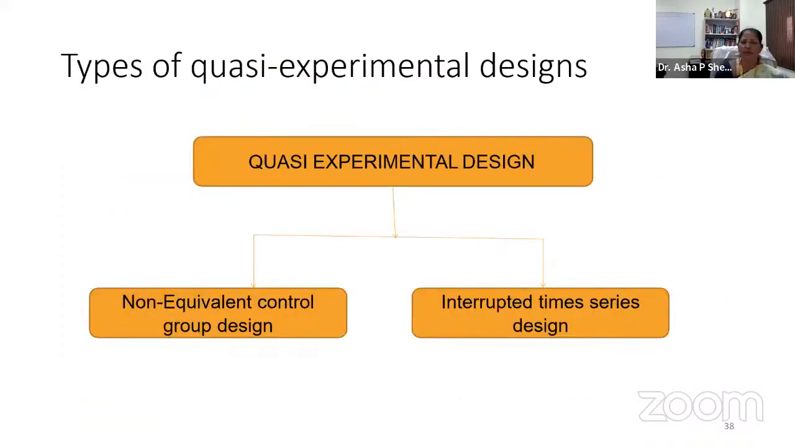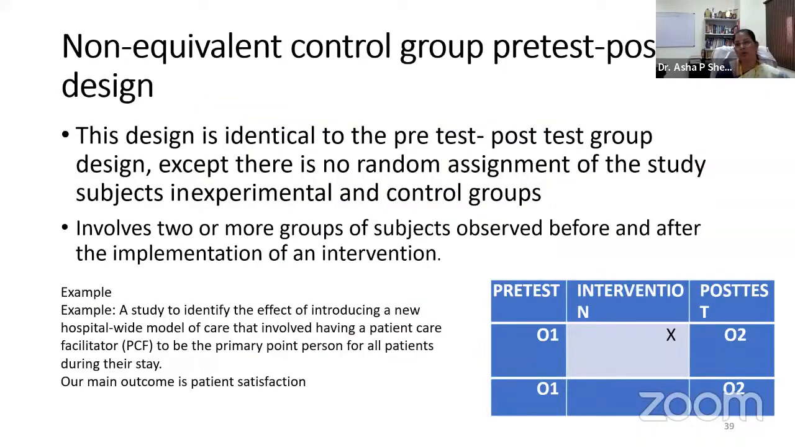So in quasi-experimental research designs, we have the non-equivalent control group design and also the interrupted time series design. First, the non-equivalent control group pre-test post-test design. This is identical to the pre-test post-test group design, except there is no random assignment of the study participants to the experimental and the control group. Otherwise, there is a control group and an experimental group, the experimental group receives the intervention, and the post-test is carried out in both the experimental group and the control group.